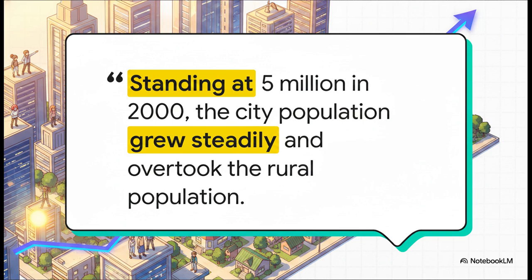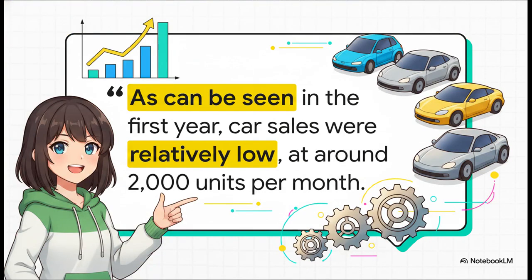Standing at works in a very similar way, giving you a really precise starting point. For instance, standing at 5 million in 2000, the population of the city grew steadily and eventually overtook the rural population. And if you want to point directly to the chart, you could say something like this. As can be seen in the first year of the surveyed period, car sales were relatively low, hovering at around only 2,000 units per month.